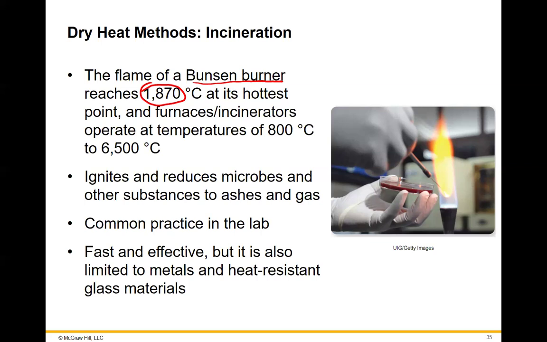Do you think they use the highest temperature of the 6,500? I have no idea. You can ask and let me know.